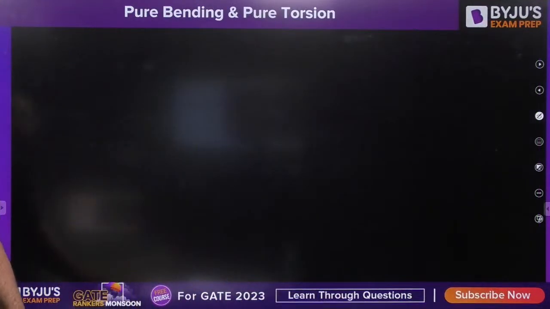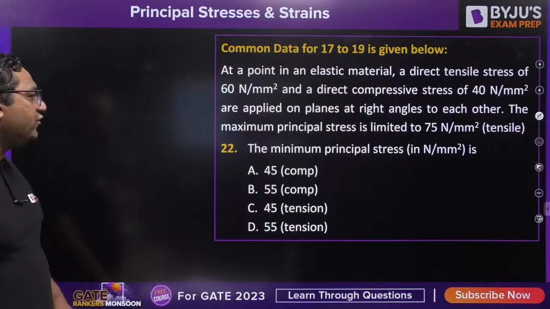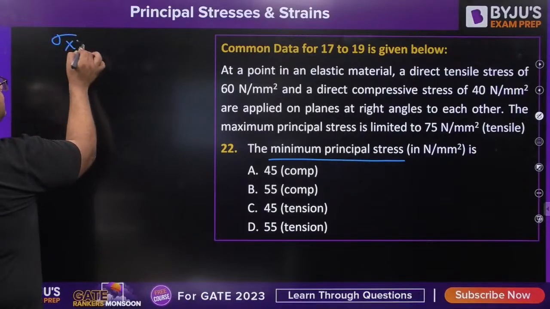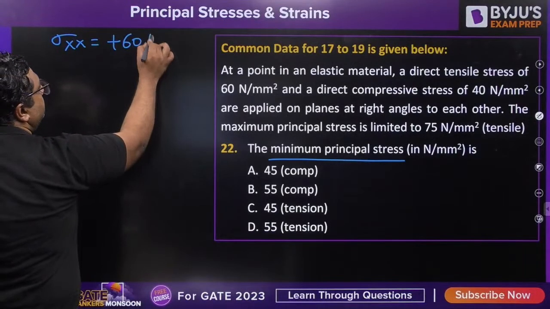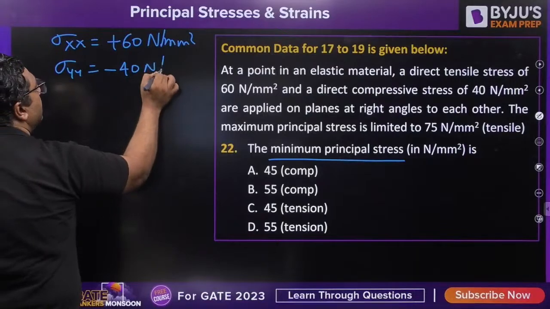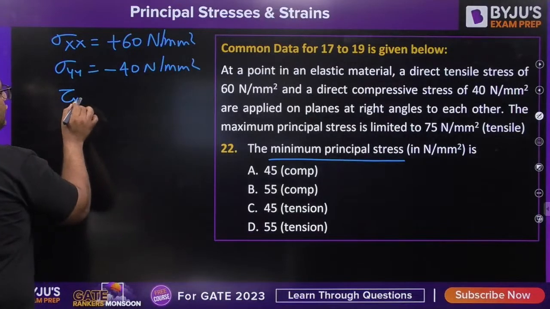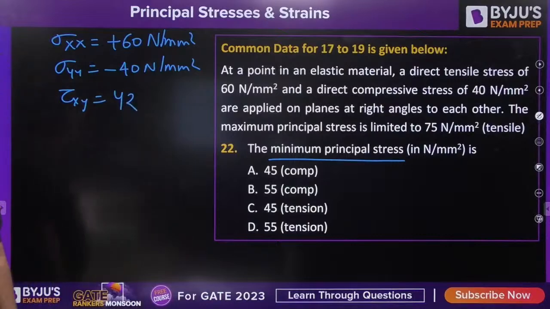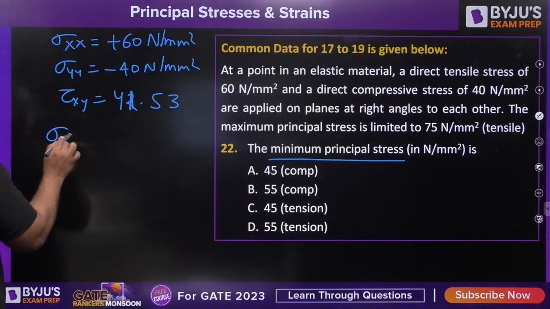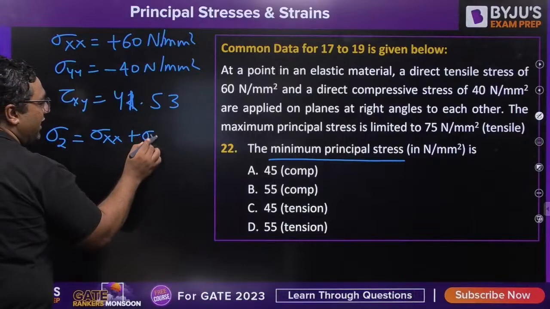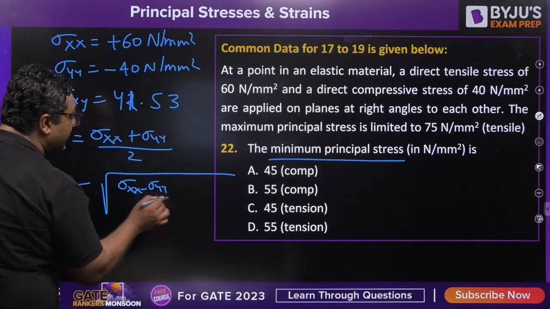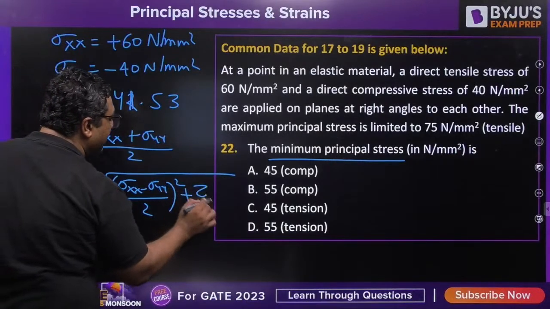Wonderful, guys. Next, the data is the same. You need to find the minimum principal stress. Now you already know tau xy. Sigma xx is plus 60, sigma yy is minus 40, and tau xy you have found out to be 41.53. You need to find sigma 2. It is (xx plus yy) by 2, minus the square root of ((xx minus yy) by 2) whole square plus tau xy whole square. These are formula-putting questions.